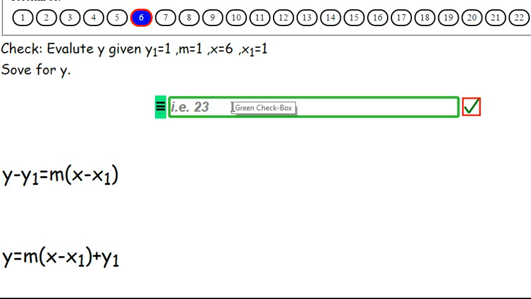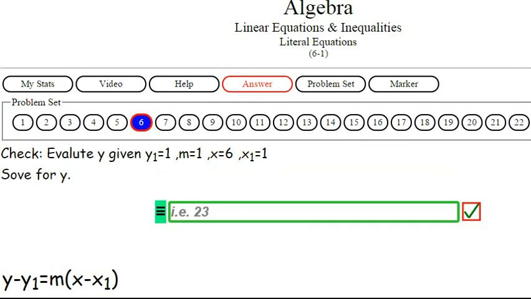Green checkbox. Green checkbox. I really want to say what I'm thinking, but I'm afraid somebody's going to run out and do that if I did say it. What are we doing? We're done.